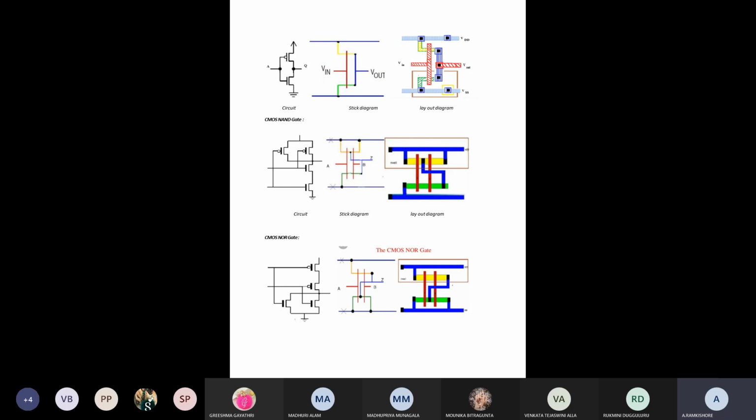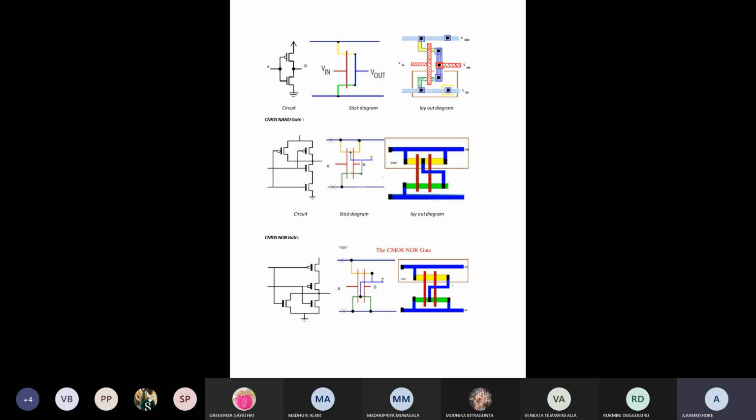To implement any Boolean expression in CMOS technology, we have to use both P type and N type; only then do we get a CMOS implementation. A simple CMOS inverter is the combination of a PMOS transistor and an NMOS transistor. In the pull-up part we have the PMOS transistor, and in the pull-down part we have the NMOS transistor. The same thing will be drawn in the stick diagram.